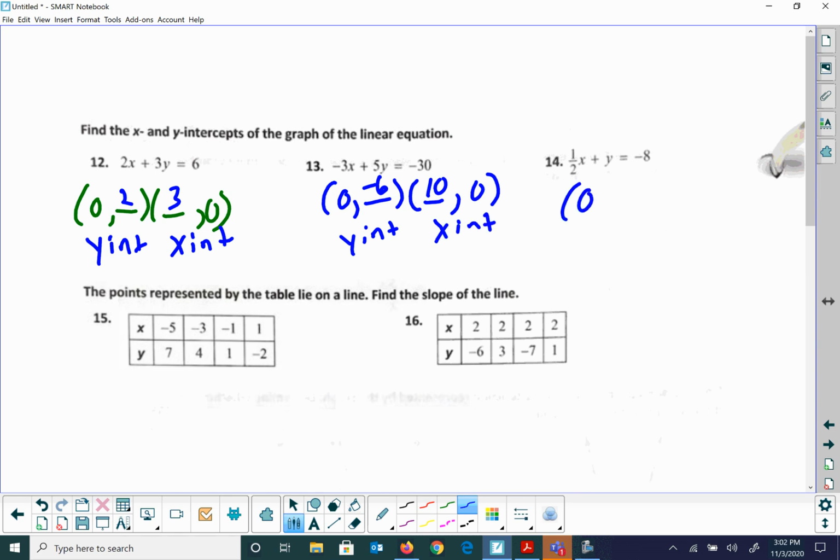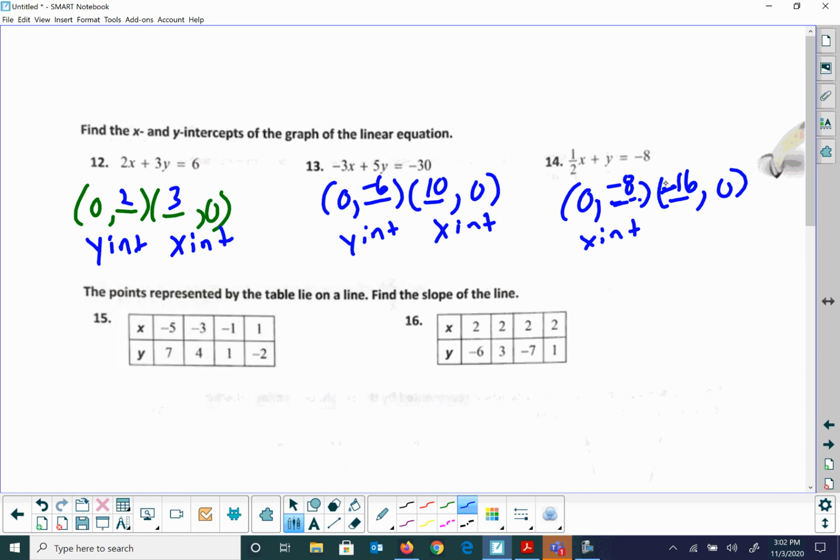This one we're going to work the same way. 0, comma, blank, and blank, comma, 0. Okay, 1/2 times 0. So we're going to cover that up. Y equals -8. That's the y-intercept. This is a y value, so we're covering up the y. 1/2 times x equals -8. So that's going to give me -16. I have to multiply both sides. You can ask about this one if you'd like.